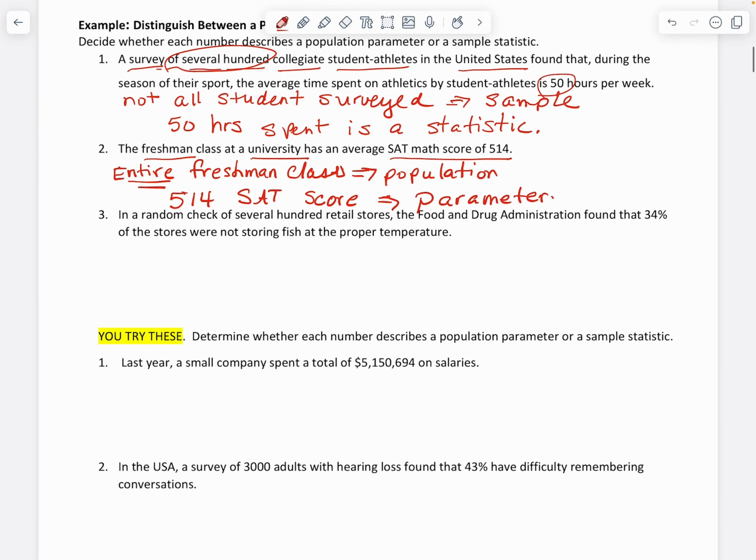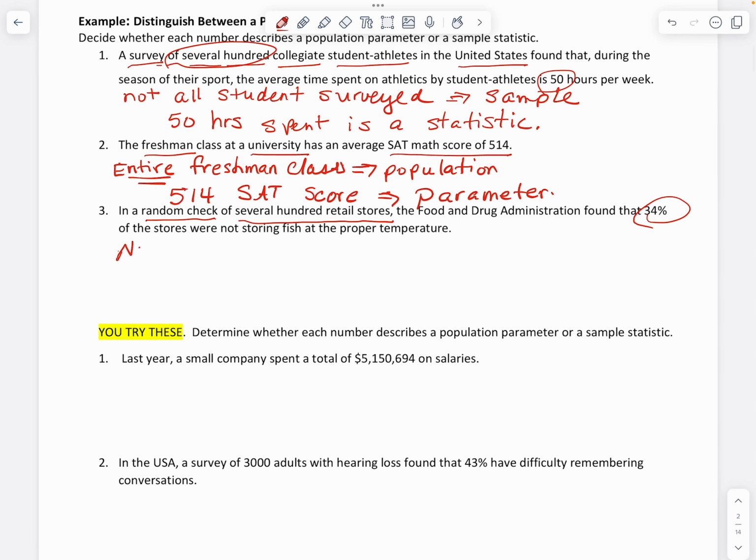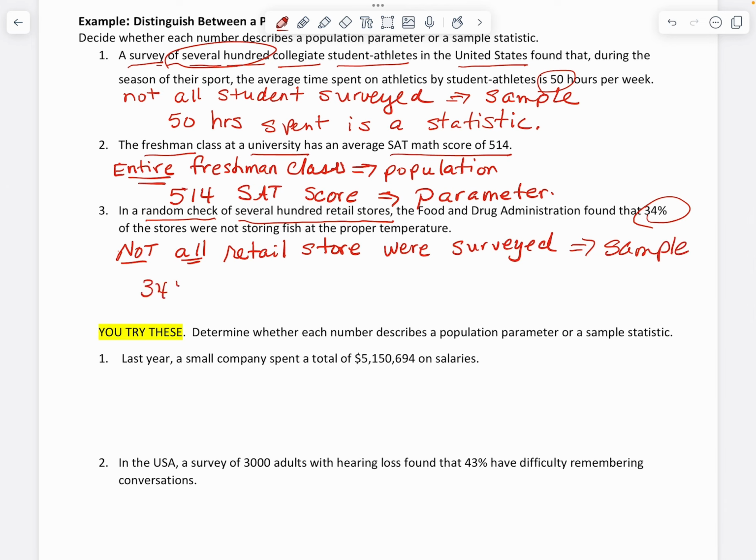All right, question 3. In a random check of several hundred retail stores, the Food and Drug Administration found that 34% of them are not storing fish at proper temperature. Again, not all retail stores were surveyed. So that means that's only a sample of some of them. Since it's only a sample, the 34% is a statistic.